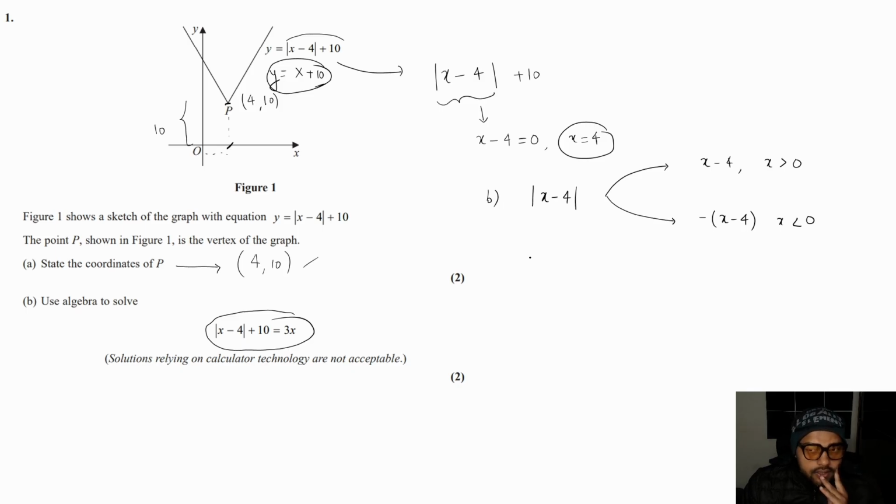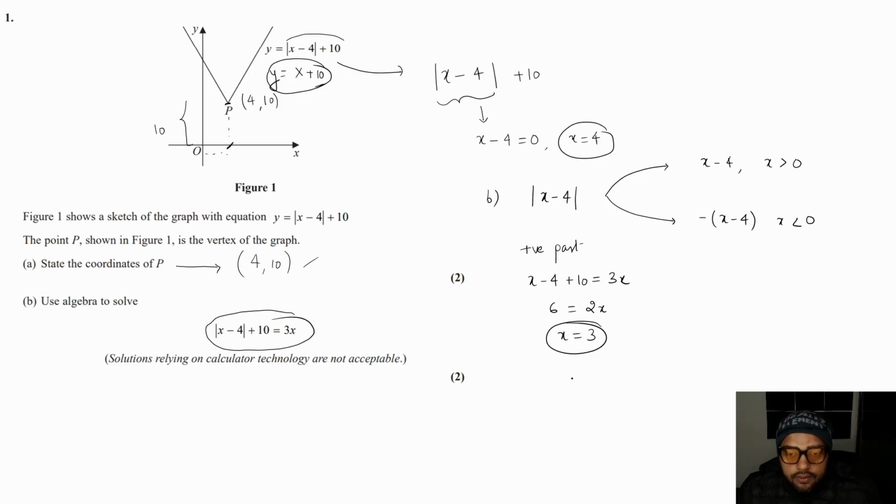So if I take the first part, that is the positive part, we'll get x negative 4 plus 10 equals 3x. If we calculate from here, we get 6 equals 2x. So from here we can say that x will be equal to 3. You can see that we have got the value x equals 3 when we have taken the positive part.